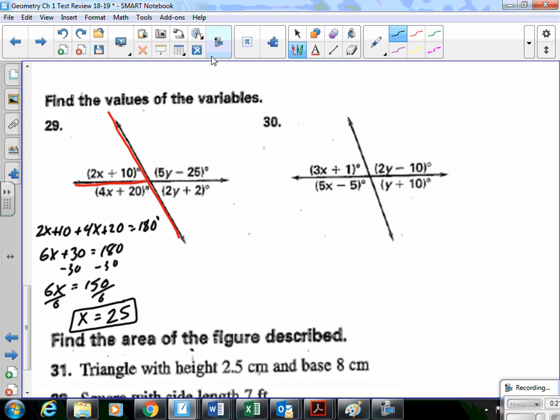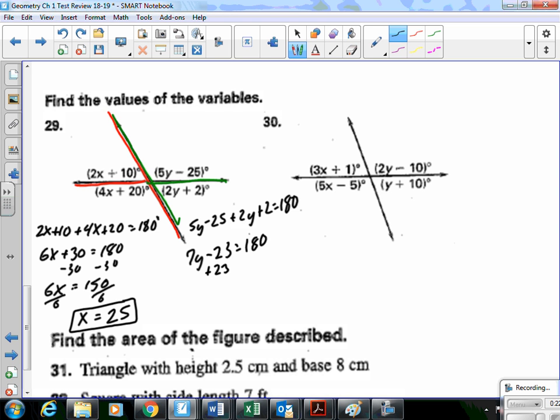All right. Now, our y's on the other side are also part of a linear pair, side by side, creating a straight line. So, going to work them the same way. Set them equal, or add them together and set them equal to 180. So 5y minus 25 plus 2y plus 2 equals 180. Add the y's together, that's going to give us 7y. Negative 25 plus 2 is minus 23 equals 180.